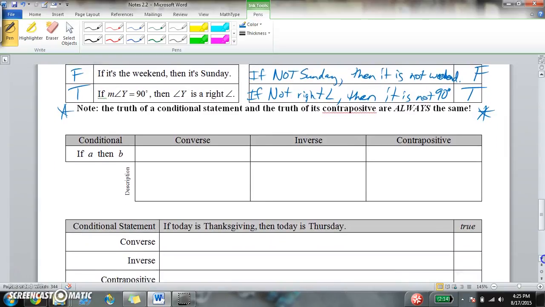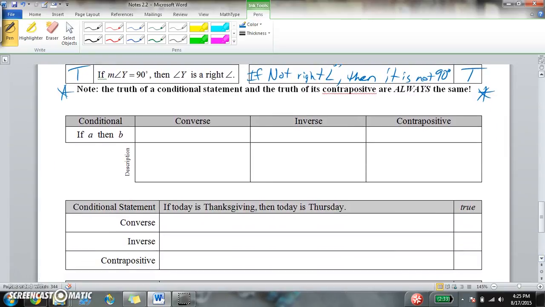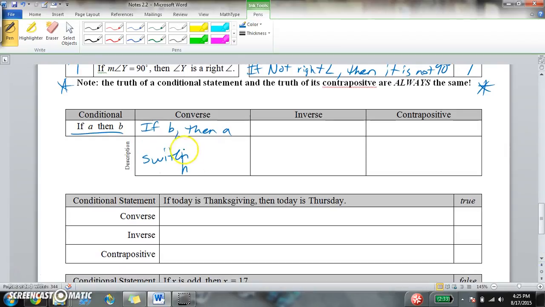So, just to sum everything up, if we have a conditional statement, if A, then B, the converse would be if B, then A. We're just going to switch the hypothesis and conclusion. The inverse, we keep the order the same, but we negate those things. So if not A, then not B.